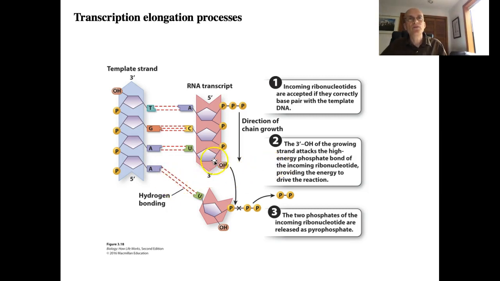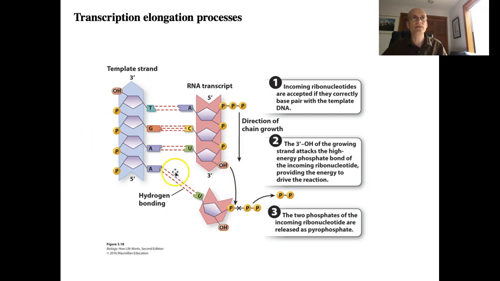The 3' hydroxyl group of the growing strand attacks the high energy phosphate bond of the incoming ribonucleotide, providing the energy to drive the reaction. And what that means is that this set of 3 phosphates right here, the bonds between phosphates, is very energy rich. And when you split a bond, that energy is liberated. And so that energy can then be used for the formation of the new bond. And so the 2 phosphates of the incoming ribonucleotide are then released. These 2 phosphates are released as pyrophosphate. And then that phosphate here becomes the next link.